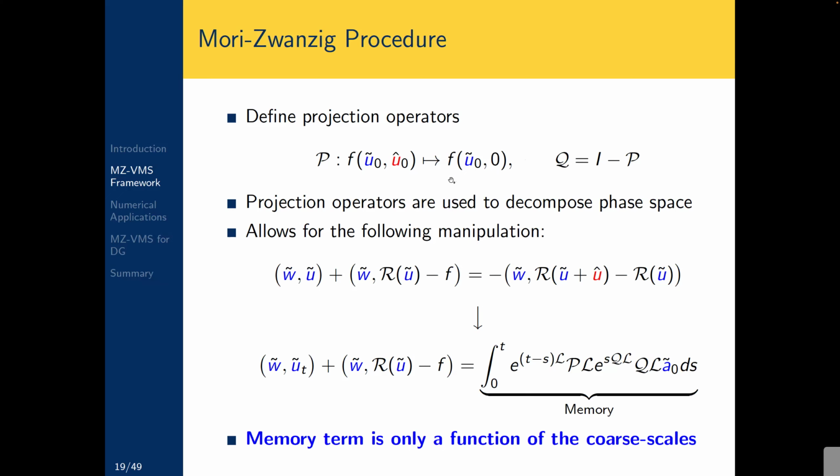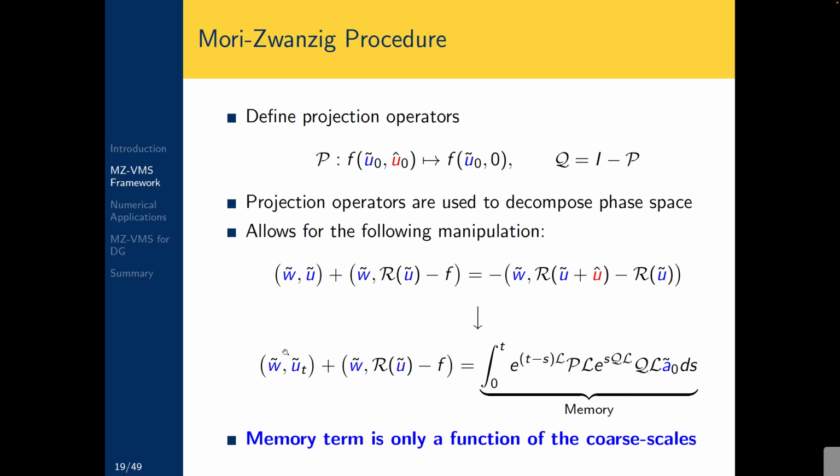With these projectors, you can then churn through this Mori-Zwanzig formalism. You take that coarse-scale equation that we had on the previous slide, cast it as a linear partial differential equation, split the dynamics using these projection operators, and then use superposition. Then you bring it back to the ODE space. And this is basically what you end up getting.